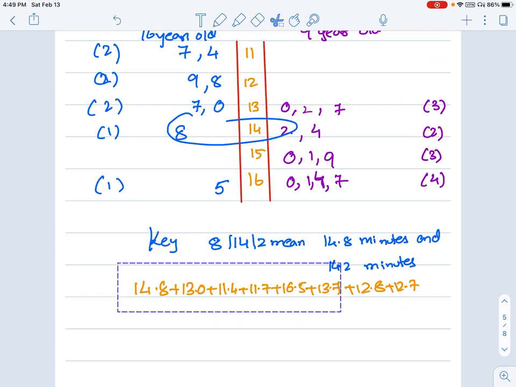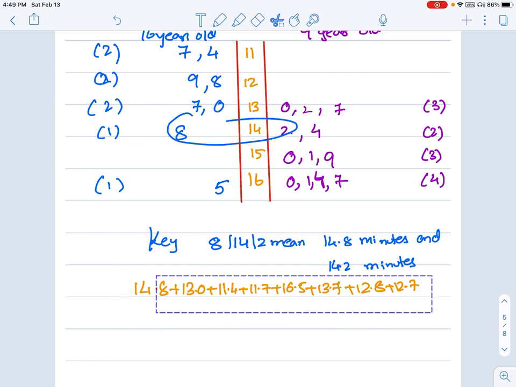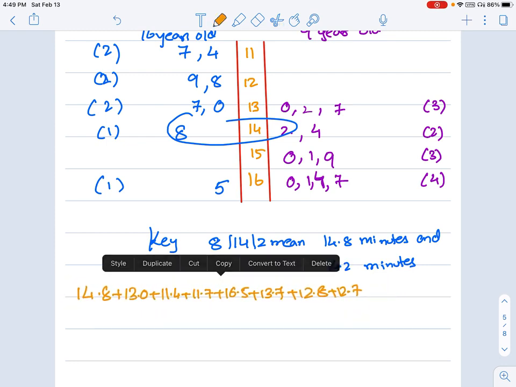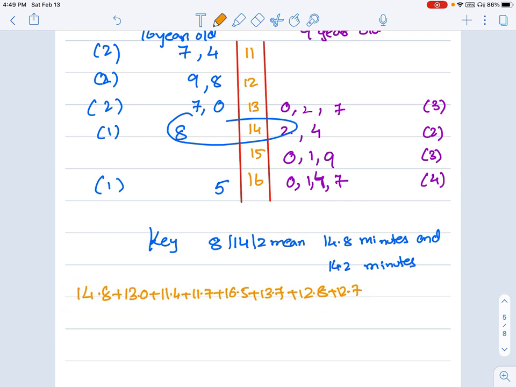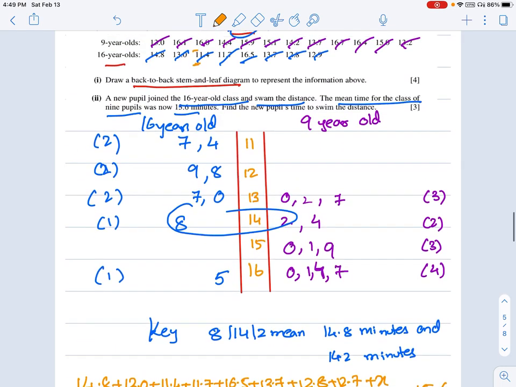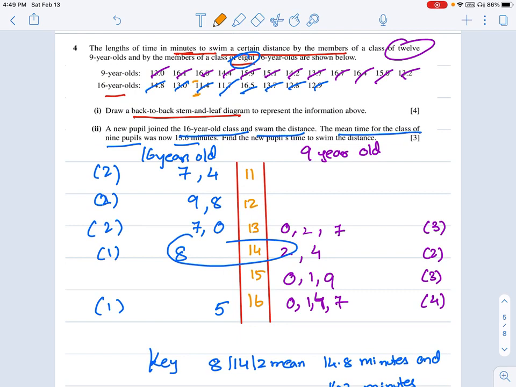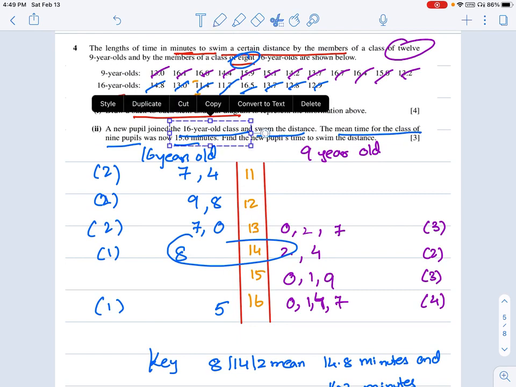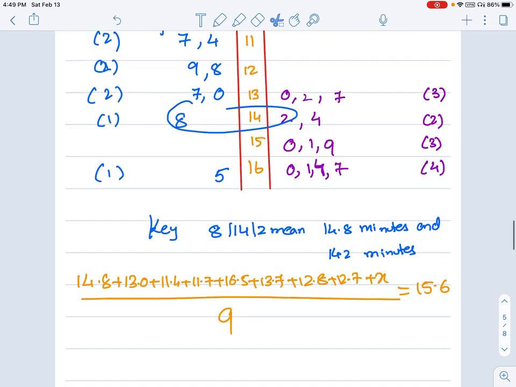So to find the mean, what am I going to do? We need to add up all these things and the new person, let it be x, divided by how many people are there? There are now 9 people, and its mean is 15.6. Is it 15.6 or 13.6? Let me erase over here and check. It's 13.6.